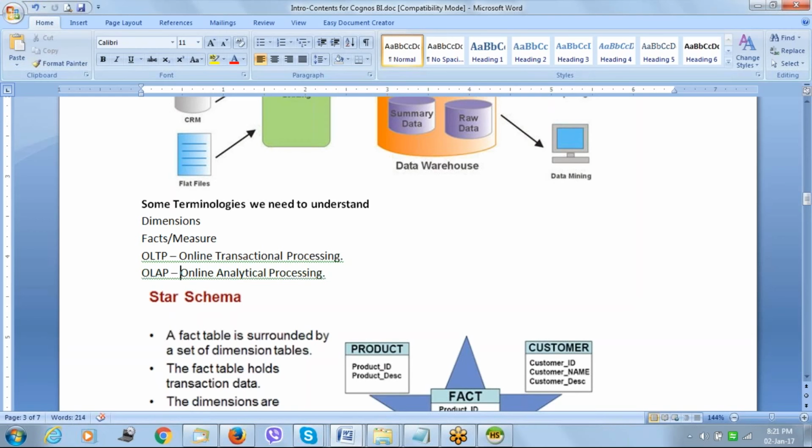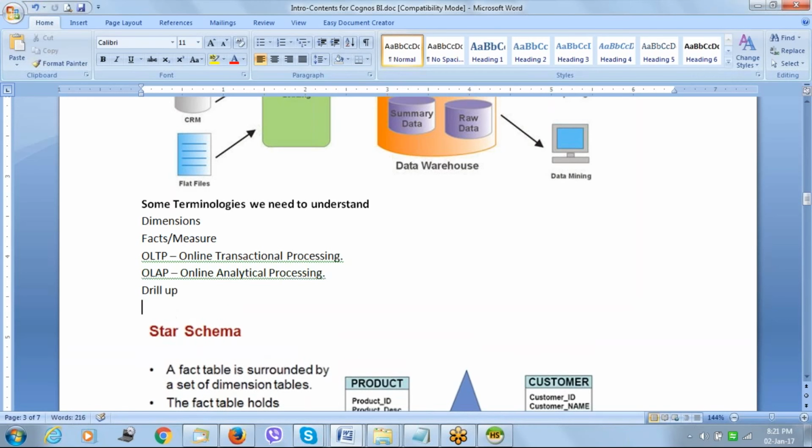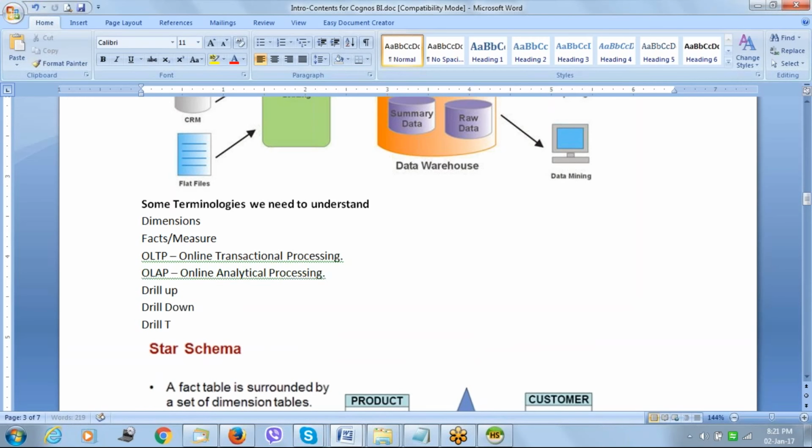These are the basic things that we have in the data warehousing concept. We also have something called drill up, drill down, and drill through. So what is drill up, drill down? These drill up, drill down, and drill through come in the reports. Just understand what this is.